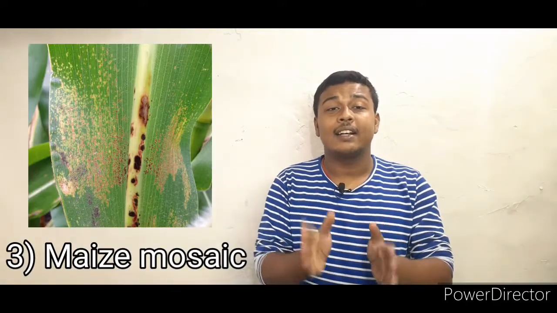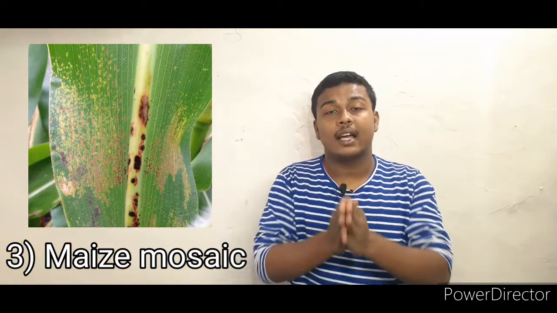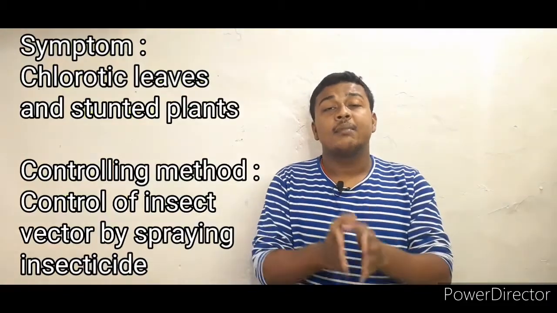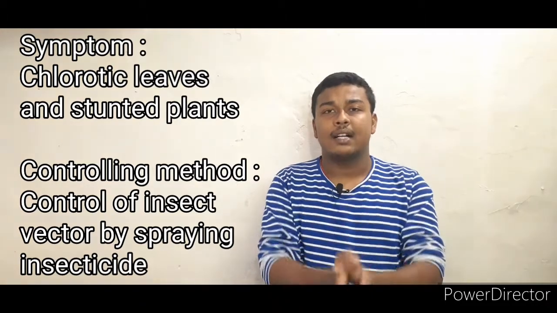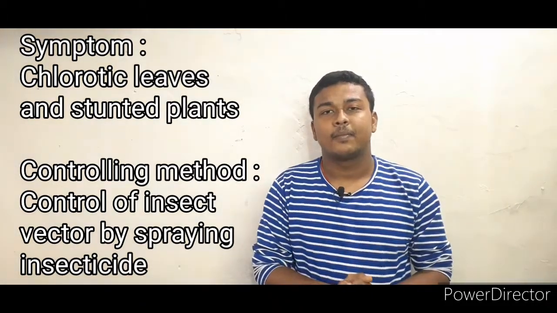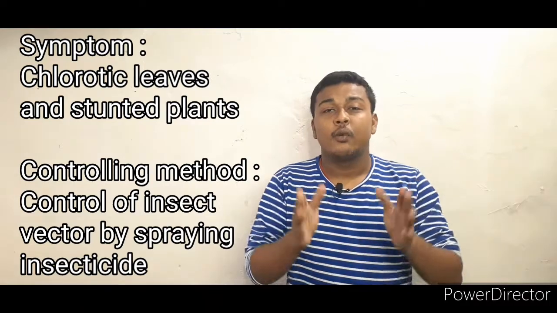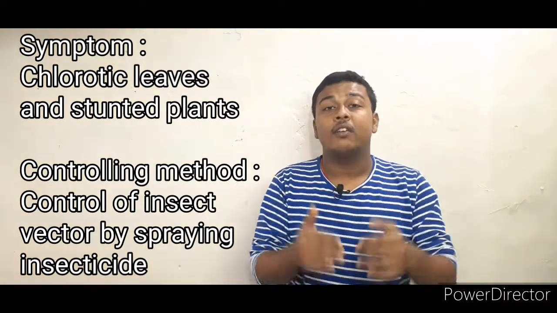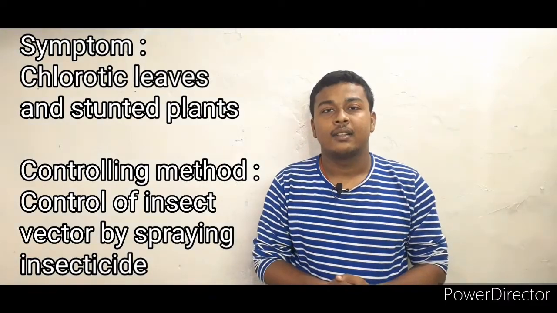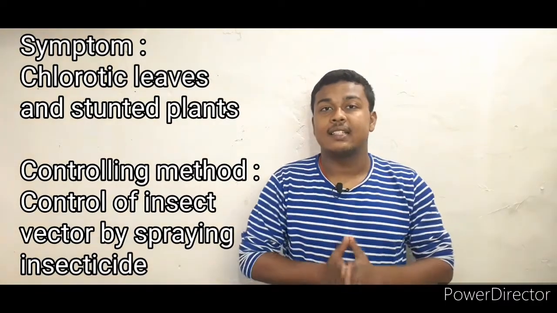Now the third kind of disease will be maize mosaic, and the symptom of this disease is chlorotic leaves and stunted plants can be seen. And to control this, we need to control the insect vector by spraying of insecticide, as they cause this disease.